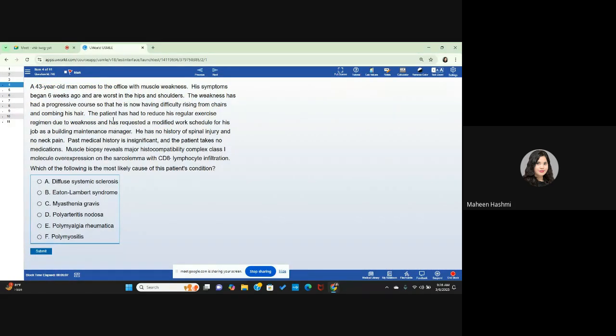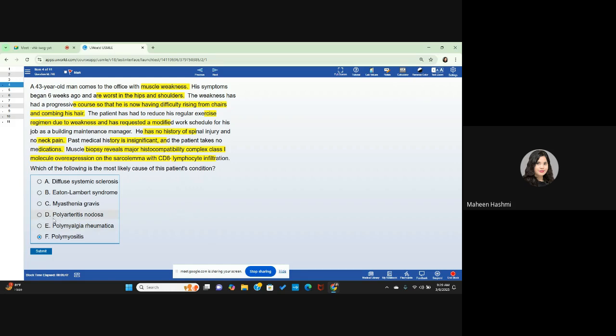All right, so we have a patient who comes with muscle weakness that began 6 weeks ago, worst in the hips and shoulders. The weakness has had a progressive course. He has difficulty rising from a chair and combing hair. No history of spinal injury, no neck pain. Past medical history is insignificant. The patient takes no medication. So they gave you the answer in this. Muscle biopsy reveals major histocompatibility complex molecule expression in the sarcolemma with CD8. What do you think this is? It's a very easy thing they gave us.